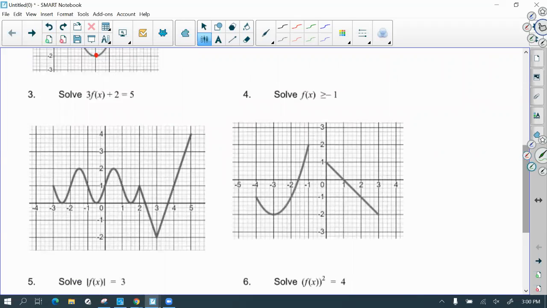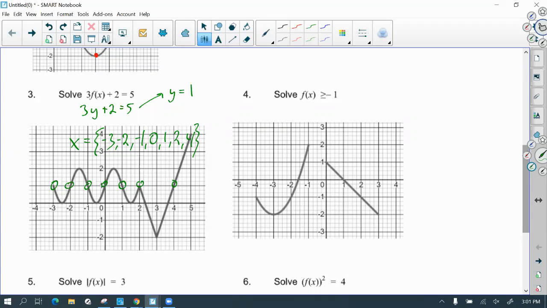Number 3, again, this is really just 3 times y plus 2 equals 5. That's only true if y equals 1. So looking at this function, does y ever equal 1? Oh yeah. Here, here, here, here, here, here, here. So the answer is x equals all the x values that produce those y values: -3, -2, -1, 0, 1, 2, and 4.